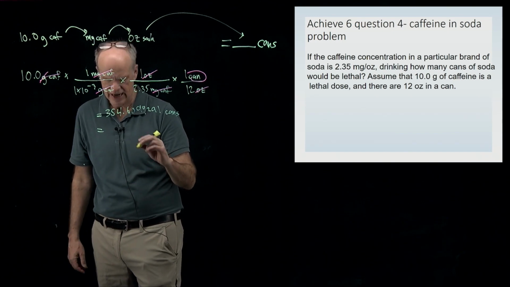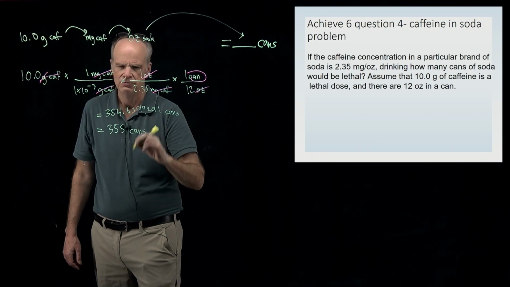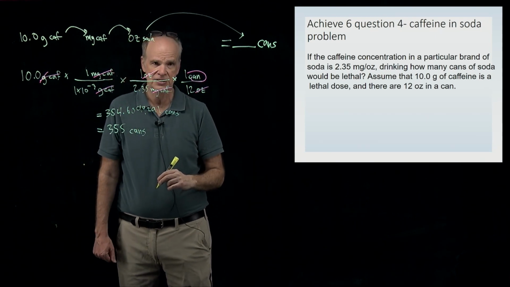So what I got is 355 cans of soda will give you enough caffeine to kill you.